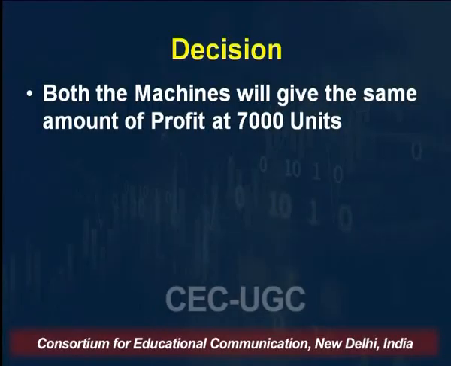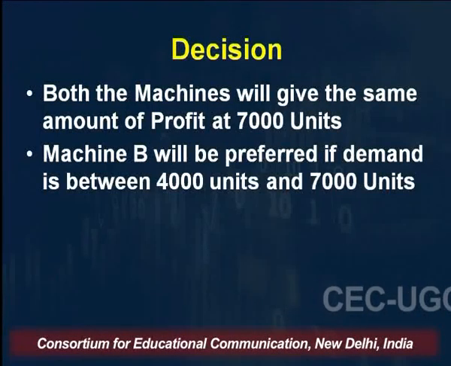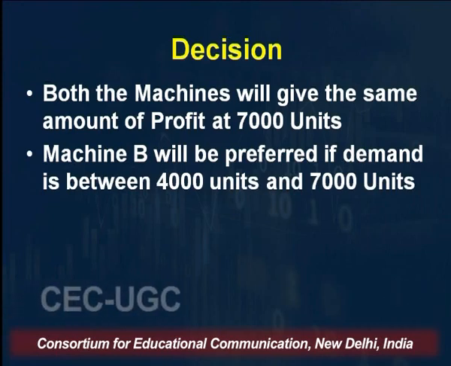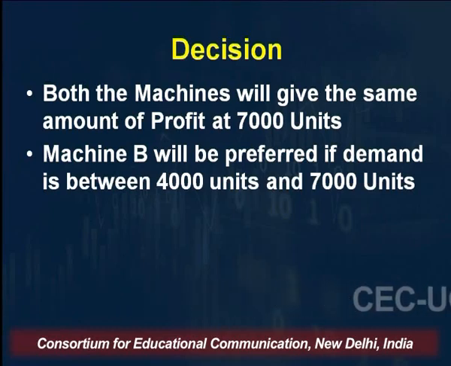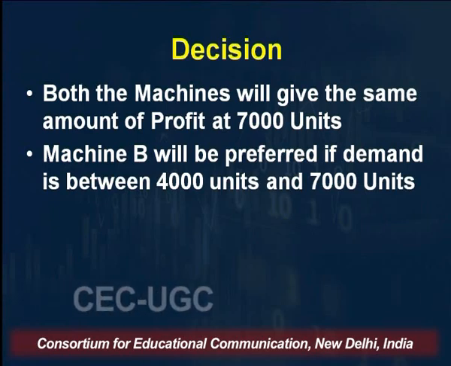Now how do we write our decision? This is very important for you to understand. You have to write that both machines will give the same amount of profit at 7,000 units, and also give your interpretation that machine B will be preferred if demand is between 4,000 units and 7,000 units. Why 4,000 units? Because 4,000 units is the break even point of machine B. To ensure that machine B is profitable for you, if your demand is within the range of 4,000 to 7,000 units, go for selecting machine B, because 4,000 units is the break even point there.